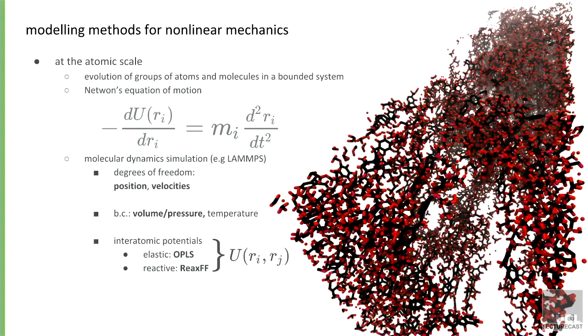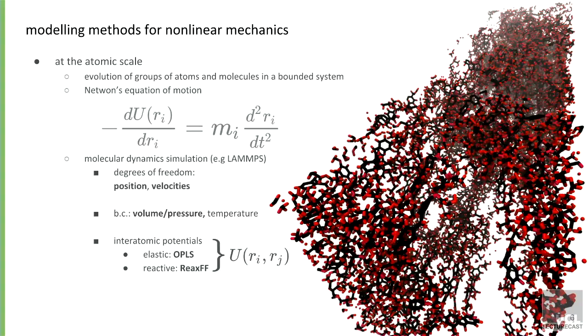So the two methods that we use in the HMM are molecular dynamics that basically solve Newton's equation of motion. The degrees of freedom are basically the position and the velocities of all the atoms in a box of the material. And on that, we use force fields to control the motion of atoms with respect to each other. Some of these force fields are simpler to integrate than others.